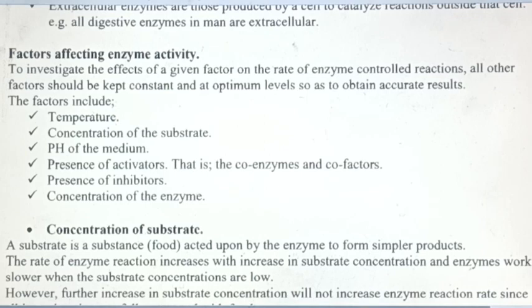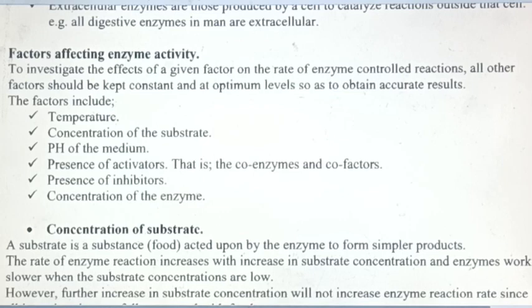For example, factor number one, we are going to look at the concentration of a substrate. A substrate is a substance acted upon by the enzyme to form simpler products. In the experiment that we looked at, hydrogen peroxide is the substrate. It is the one that is being acted upon by the enzyme catalase that is present in liver, as we can as well find it in Irish potato cubes.